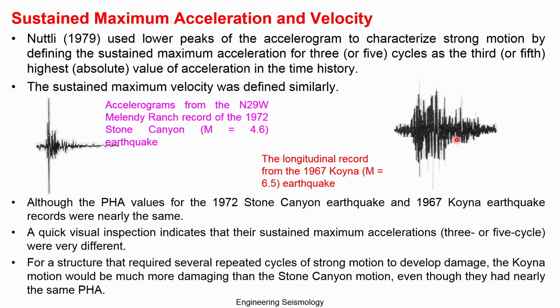Although the PHA values for the 1972 Stone Canyon earthquake and the 1962 Koyna earthquake records are nearly the same, a quick visual inspection indicates that their sustained maximum accelerations for 3 or 5 cycles are very different. That is what you can see: this one has a very high sustained acceleration, and this one has a very low sustained acceleration. For a structure that requires several repeated cycles of strong motion to develop damage, the Koyna earthquake would be much more damaging than the Stone Canyon motion, even though they had nearly the same PHA. So this was the message we get.